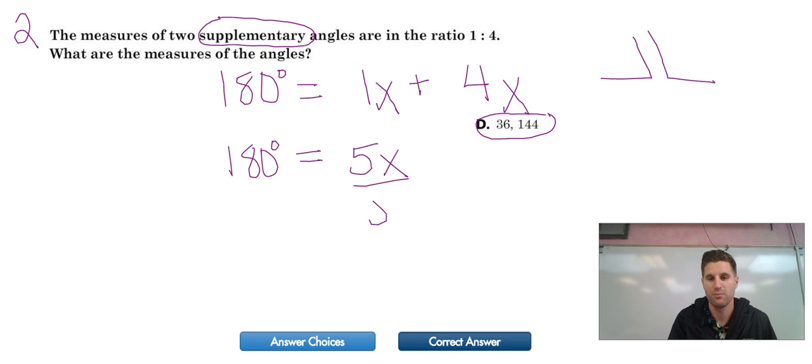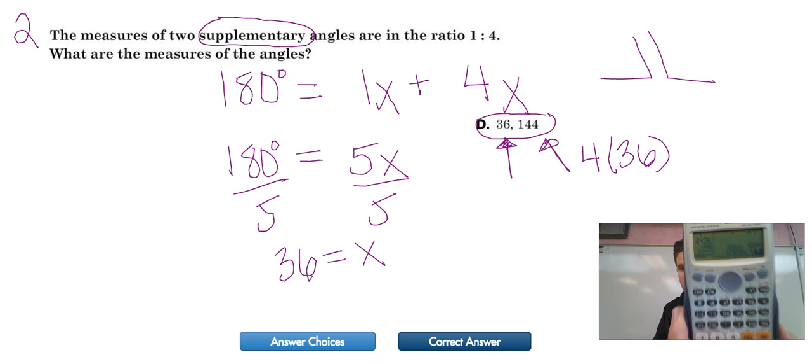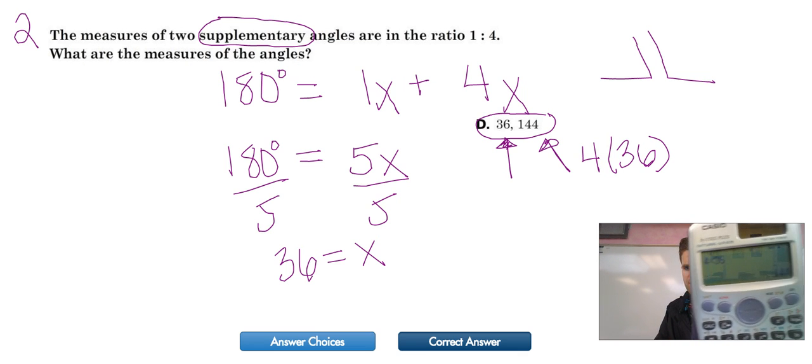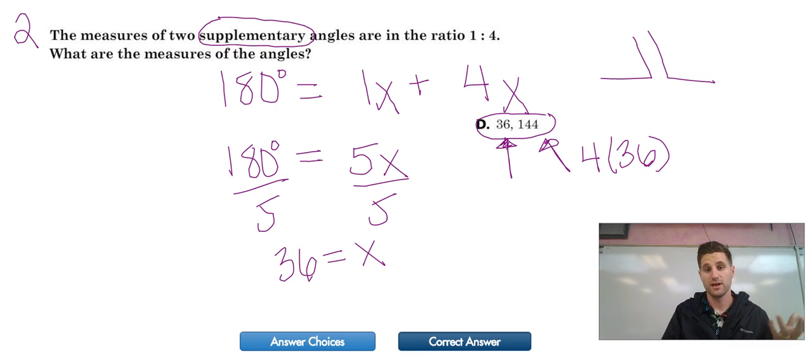We're going to divide by 5, and when we divide by 5, we get 36. So one of our angles, this angle is 1x, so we're going to do 1 times 36. That's how we get this number right here. And then 144, that's going to be 4 times x, which is 36. Taking our calculator, doing 4 times 36, we should get 144. And so that's how we do it.